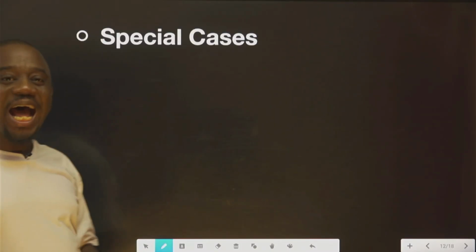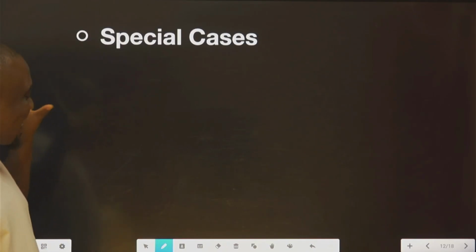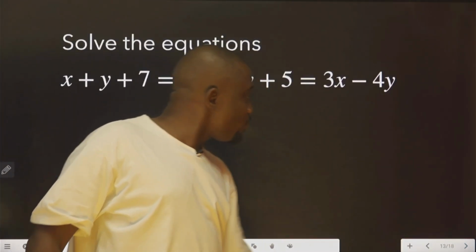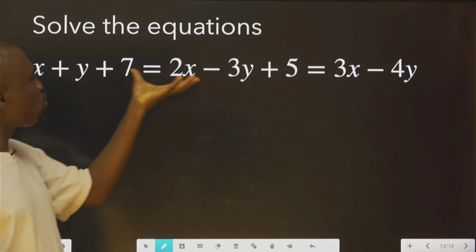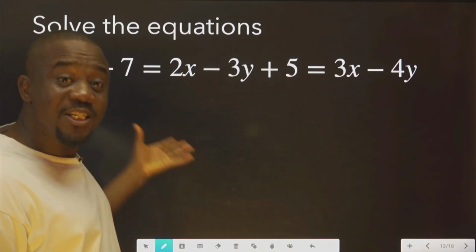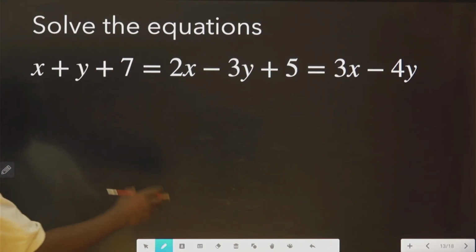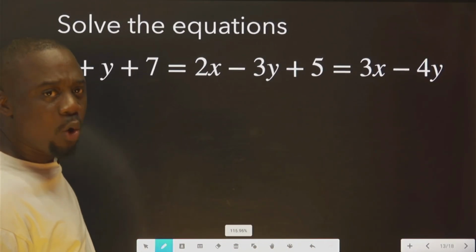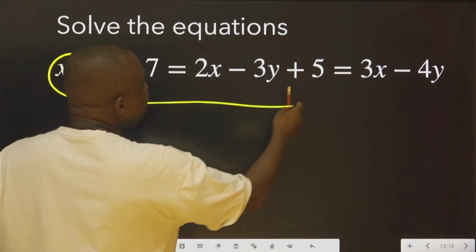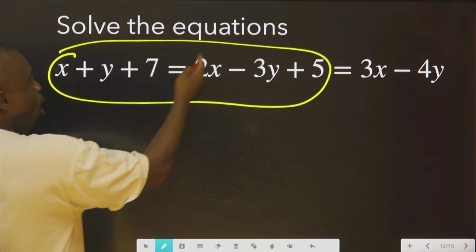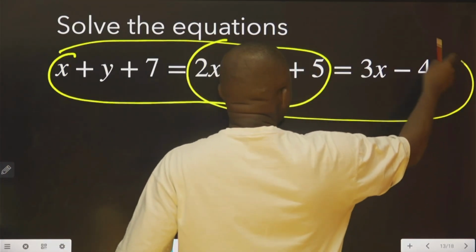Now, let's look at special cases in simultaneous equation. So you can see in this place, you can have this type of question that says this equals to this equals to this. This is a special case. How do you tackle a question like this? To do that, simply say, we know that these two are equal. Also, these two are also equal.